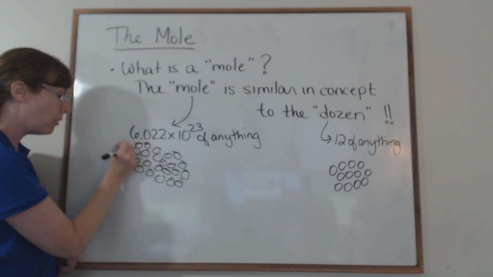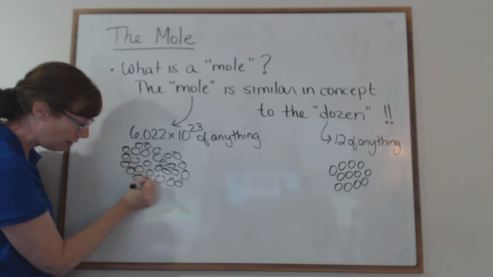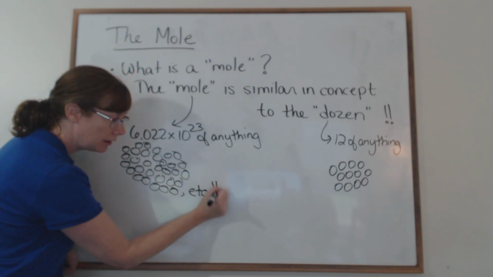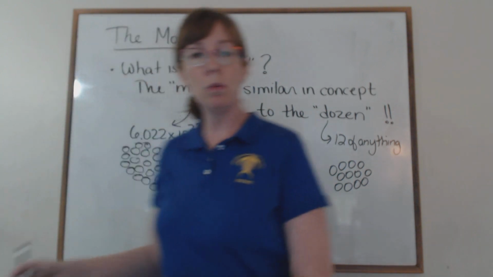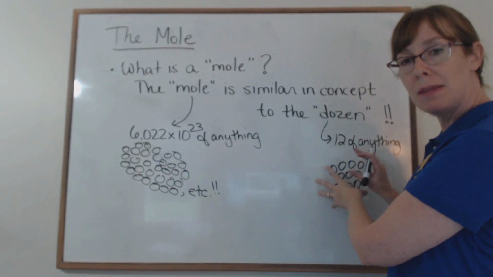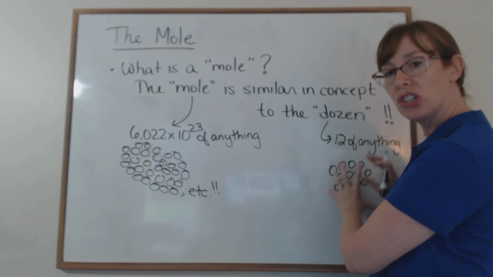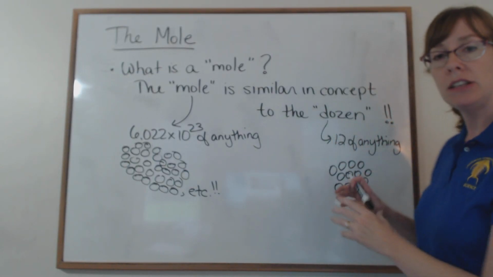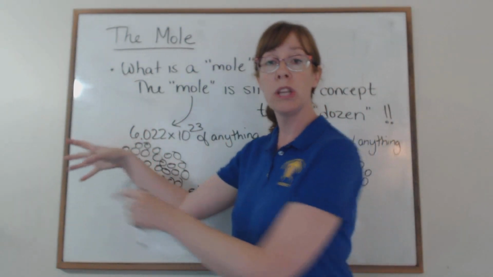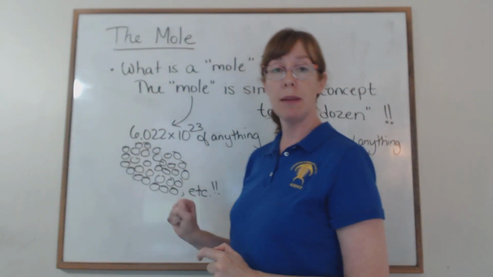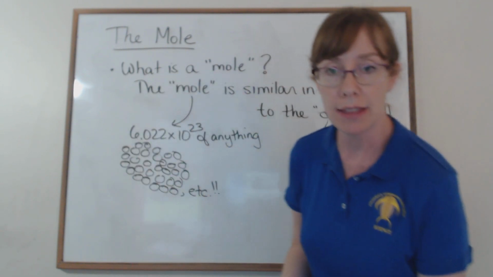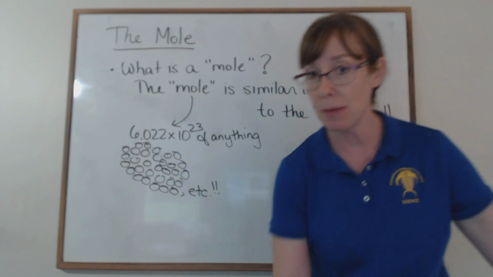Let me just make my point here, let me just write etc. It's a huge number, but at the end of the day, it's the same thing. It's just counting by chunks. If you count by the dozen, you're counting 12 at a time. If you count by moles, you're counting 6.022 times 10 to the 23rd at a time. Now, why would anyone ever do that? That seems bizarre. Well, think about it conceptually here.